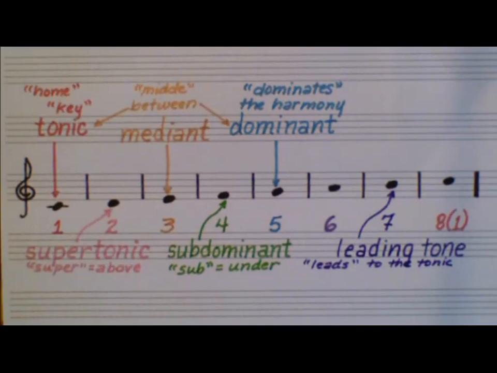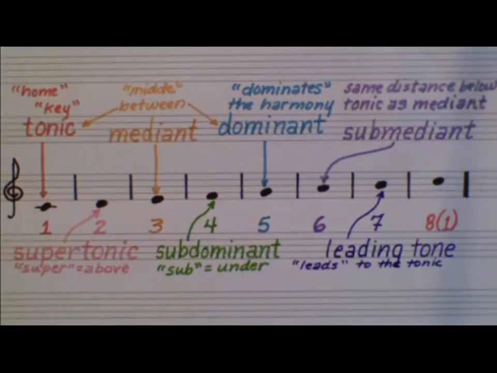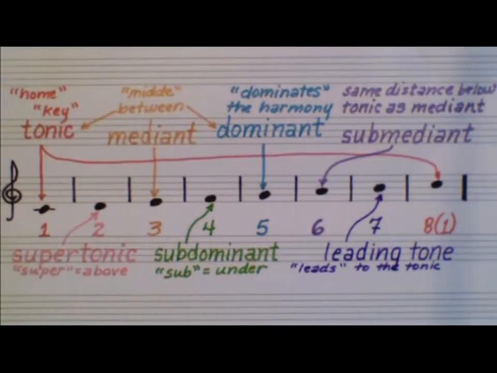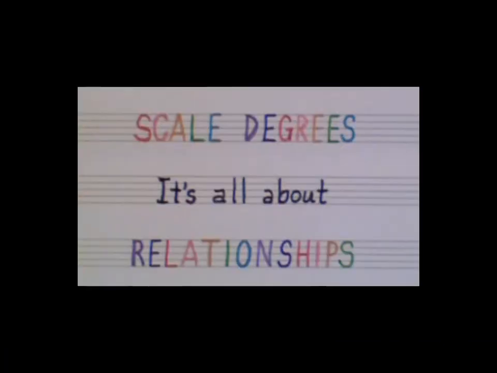The sixth degree of the scale is the submedian, because it's the same distance below the tonic as the median is above the tonic. And finally, the eighth degree of the scale is the same as the first degree. It's the tonic. Instead of simply memorizing the names of the scale degrees, think about their relationships to each other.